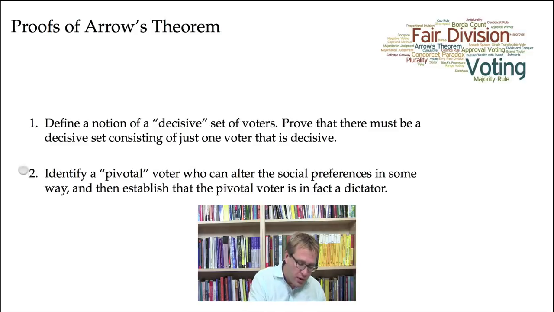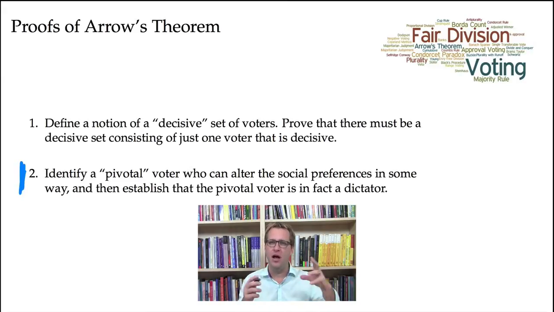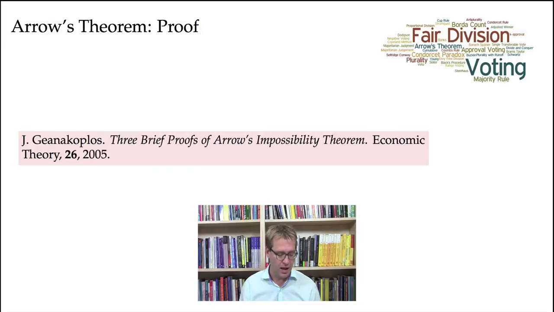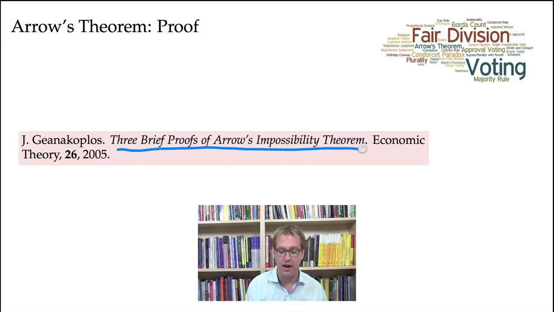The approach we're going to follow is to somehow identify a pivotal voter. This is a voter that can affect the social ordering in some specific case, and then argue that that pivotal voter is in fact a dictator. We're going to follow the very nice proof laid out by Gina Koplos in this article, 3 Brief Proofs of Arrow's Impossibility Theorem. The article is available online, so you can look at the proof yourself.